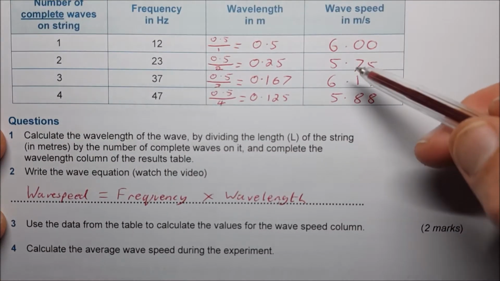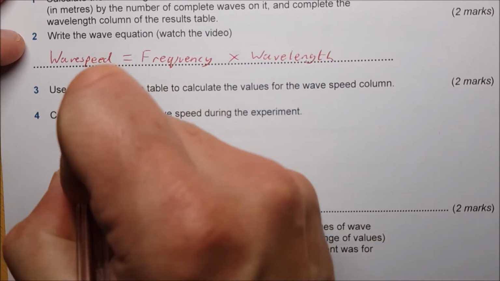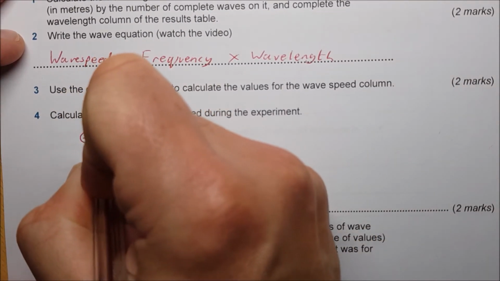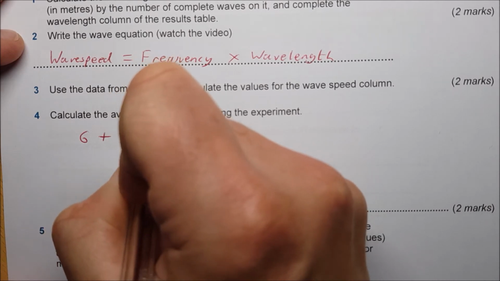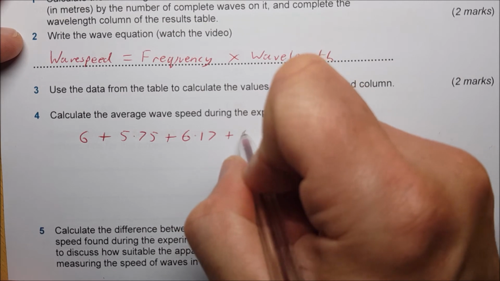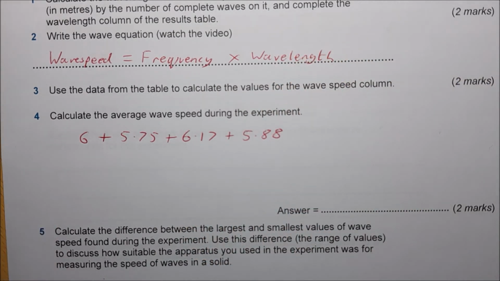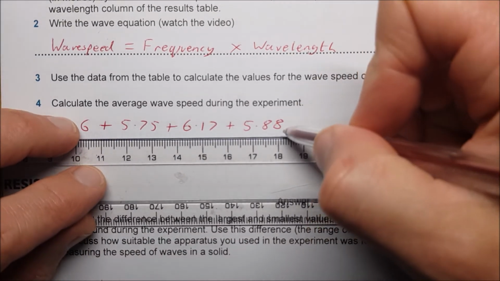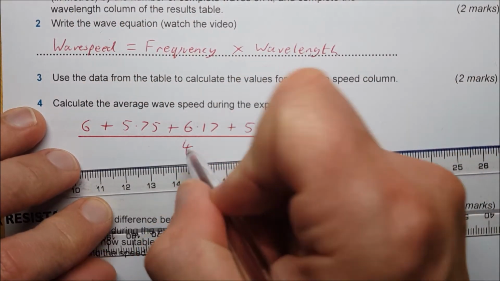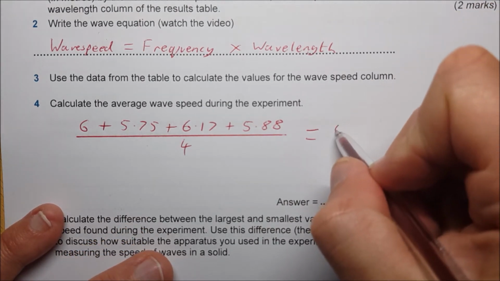Well, we've got these 4 numbers, and there are 4 of them, so we add them together and divide by 4. So we got 5.75, 6.17, 5.88. Divide through by 4 because there's 4 of them, and that will give us 5.95.